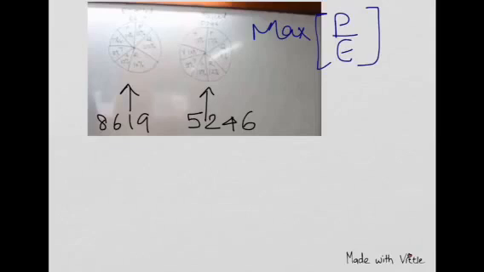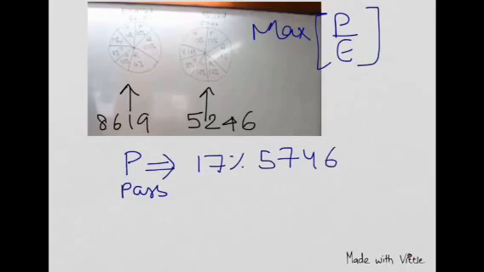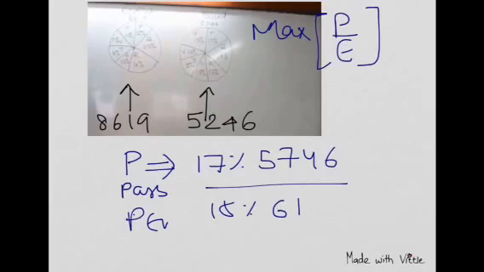If we have to do it normally, for P passed, we'll do 17% of 5746, divided by P enrolled, which is 15% of 8619. So this will require a lot of calculation. How do we do it normally, as a human being?